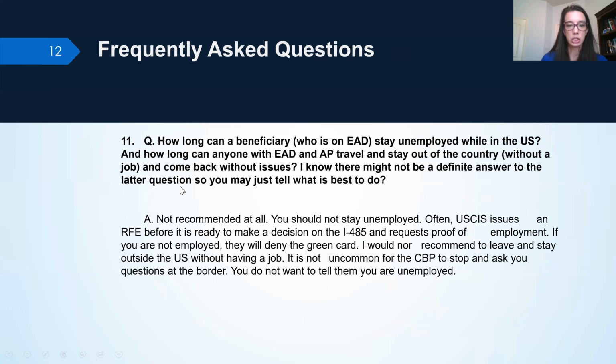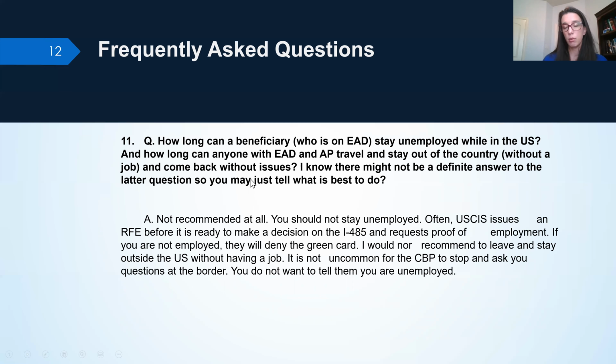And the last question is, how long can a beneficiary who is on an EAD stay unemployed while in the United States? And how long can anyone with EAD and AP, advanced parole, travel and stay out of the country without a job and come back without issues? I know there might not be a definite answer to the latter question, so you might just tell what is best to do. Okay, so staying without a job is not recommended at all.